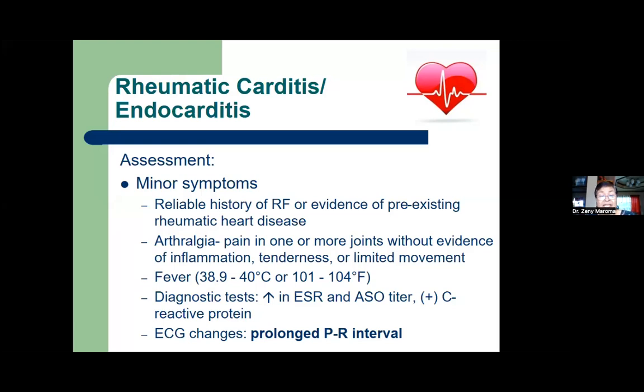The fever could be 38.9 to 40 degrees Celsius. And blood tests reveal an increase in ESR and ASO titer and a positive C-reactive protein. ESR is erythrocyte sedimentation rate, the rate at which the RBC settles down in a test tube. Basta may inflammation, mataas yung ESR. ASO titer, anti-streptolysin O titer, indicates that the client had been exposed to GAS. C-reactive protein is a protein released by the liver whenever there is inflammation. And ECG changes show a prolonged PR interval.